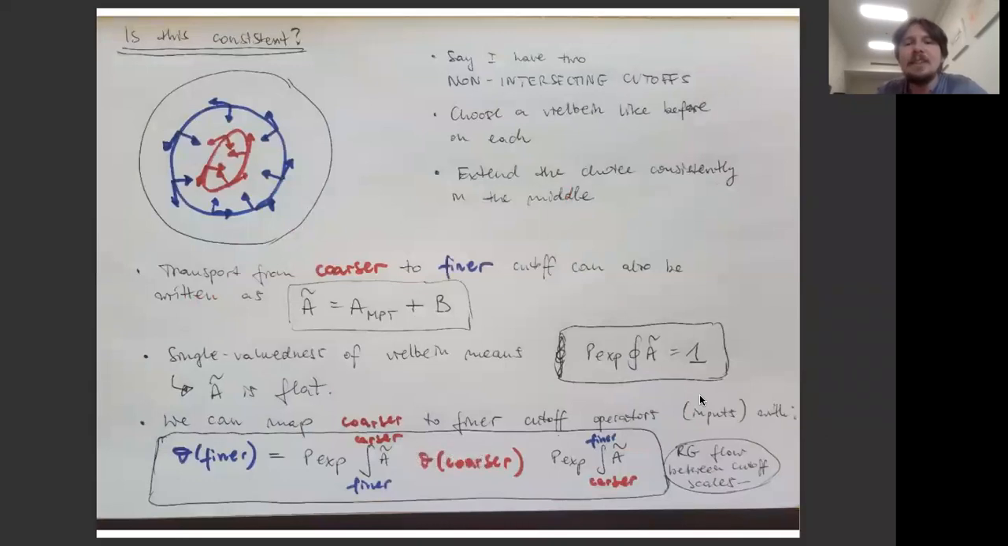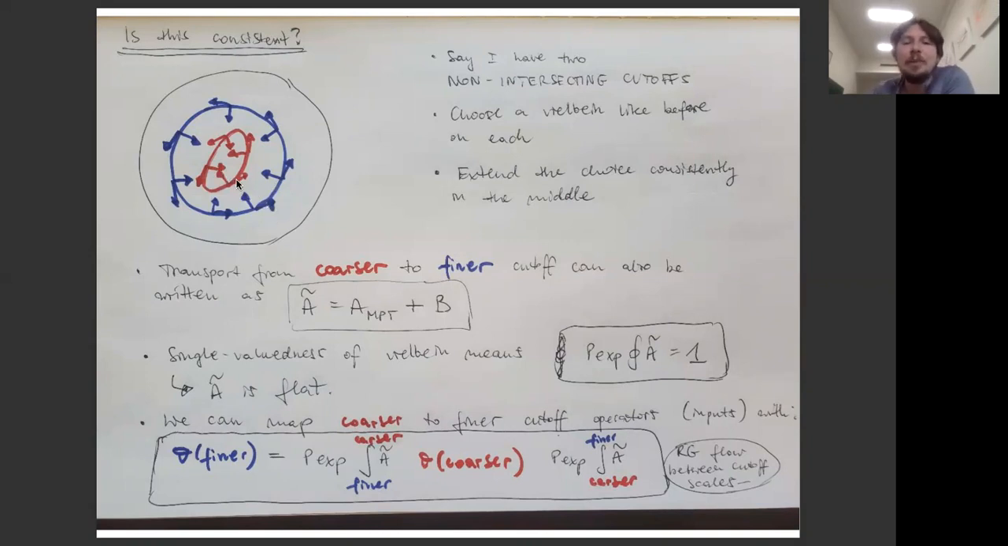Now you can ask, is this consistent? And actually the question is, what do I mean by computing the correlation function? We should really ask, if I compute it at different cutoff surfaces, do I get consistent answers between them? And so here I have 2 slides which establish that the answer is yes. So consider 2 non-interacting cutoffs, and I'm going to choose a vielbein just like I did before on each of them. And I want to extend the choice of vielbein everywhere in between.